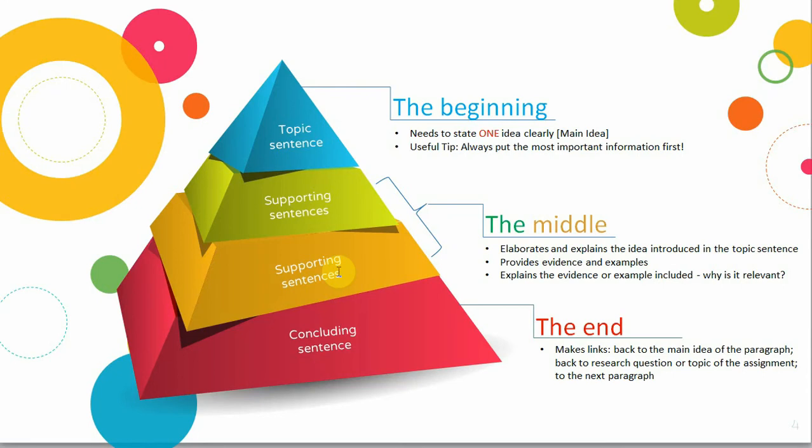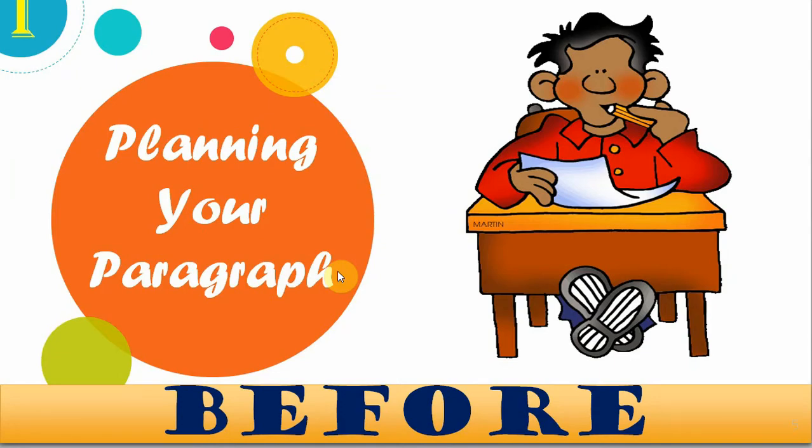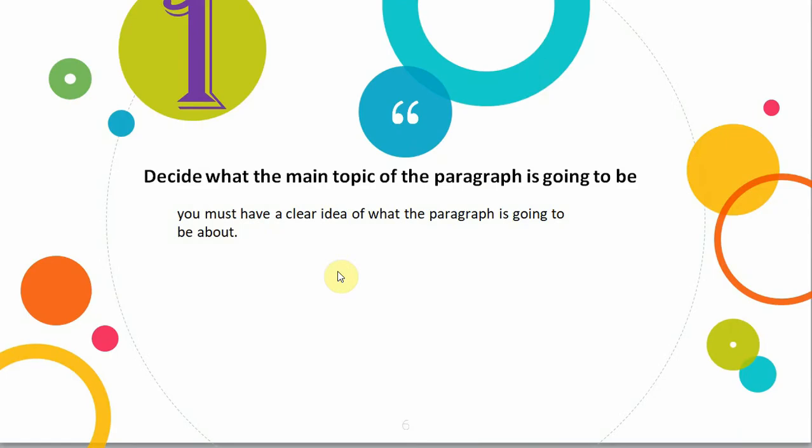So writing the paragraph should go through 3 steps. The first step is before. What should I do before I write the paragraph? You have to plan your paragraph. So the first step is planning your paragraph. Here, in the first step of planning, you have to decide what the main topic is. So you have to choose and decide the main sentence that you are going to talk about, and mention your evidence, facts, figures, and so on. So number 1, you have to decide what the main topic is.